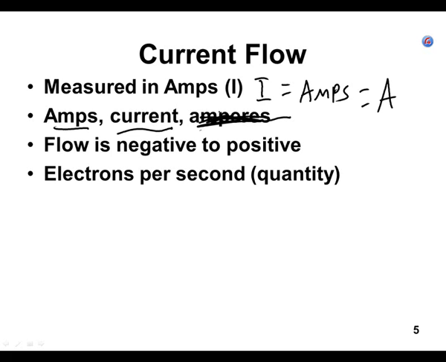And you don't need to write this down, but it's like 6 times 10 to the 20th electrons per second. So that's a gazillion electrons going past one spot every second, and that's what 1 amp is. It's a measurement of how many electrons are going past a certain point in a certain amount of time.